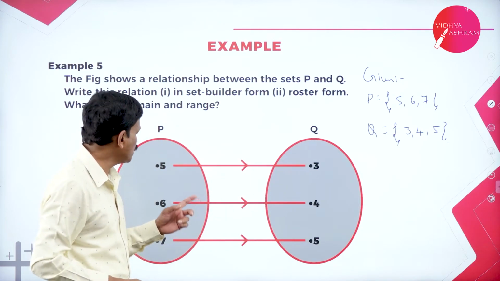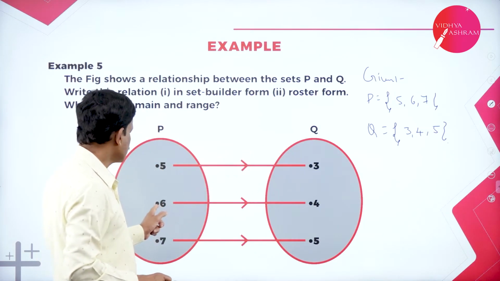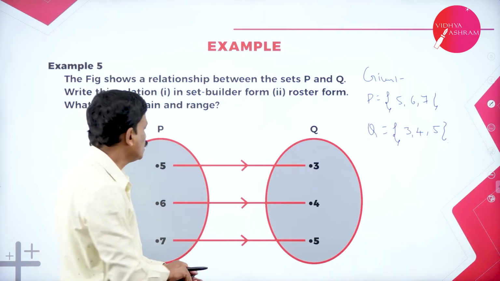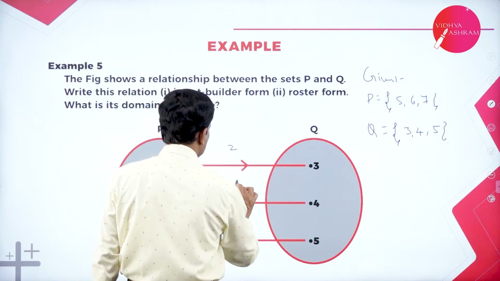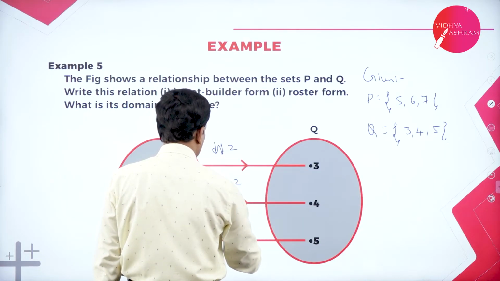If you observe carefully, what is the difference between these two? 5 minus 3 is 2. 6 minus 4 is 2. 7 minus 5 is equal to 2. So the difference between these two is 2. Right. So how to write this?